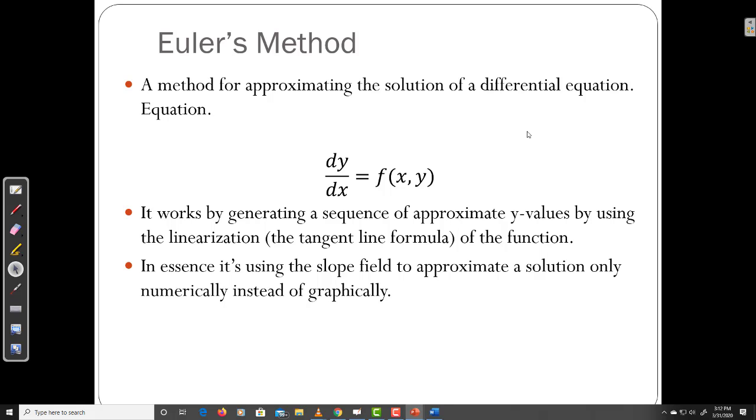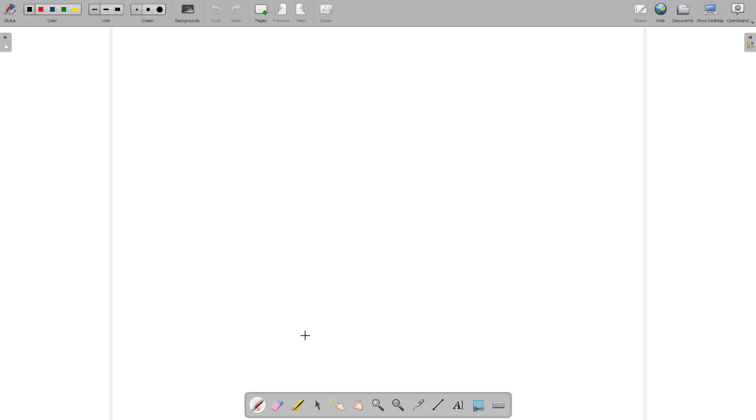So in this one, Euler's method is a method for approximating the solution of a differential equation, which, remember, is a function. It works by generating a sequence of approximate y values. What we're basically going to do is start from a point, and then move off of that point to approximate the rest of the function. The further we get out from our exact point on the function, the more error we're going to have, but it's just used to approximate. So let's look at how we're going to do this. We're going to use the linearization of a function using its first derivative.